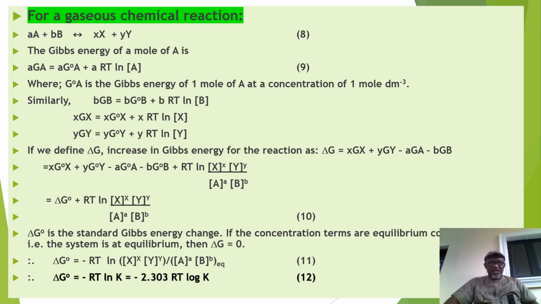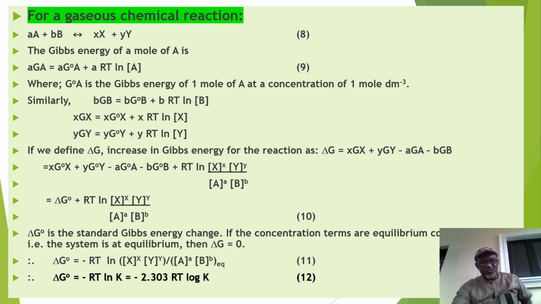Now, for a gaseous substance, we use that equation 7: G is equal to G0 plus RT ln C. So we'll now substitute for that hypothetical equation A plus B giving X plus Y with their stoichiometric ratios. We arrive at equation 9. We'll do similar things and then put the equation together, and that gives us equation 10. And looking at equation 10, we'll see that ln of concentration of XY over concentration of AB is the same as K, that is the equilibrium constant.